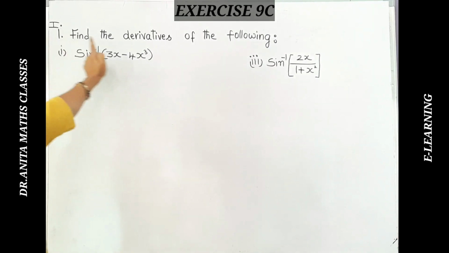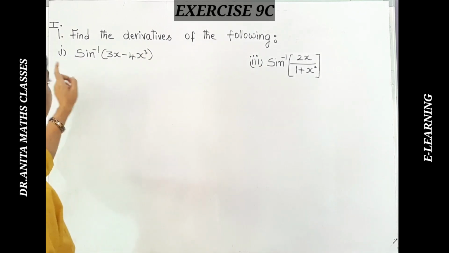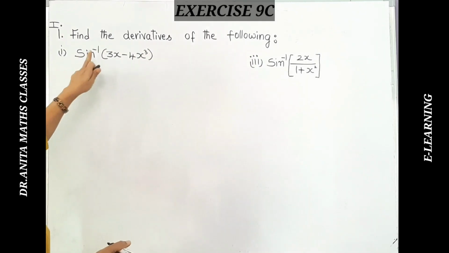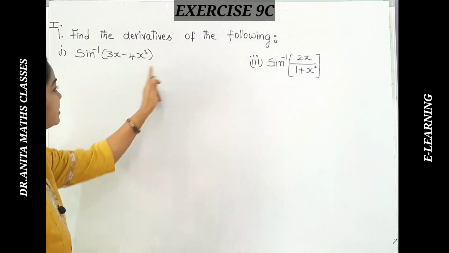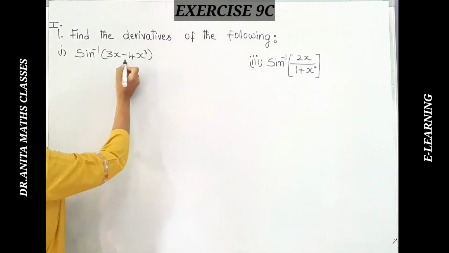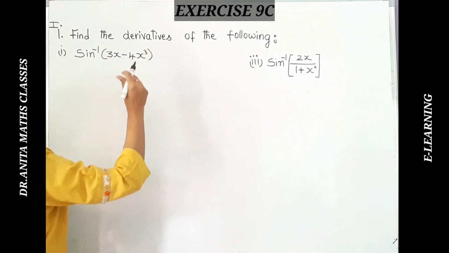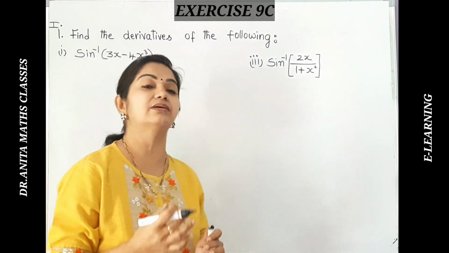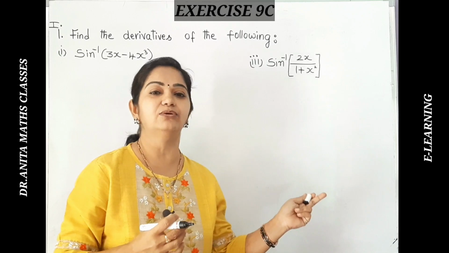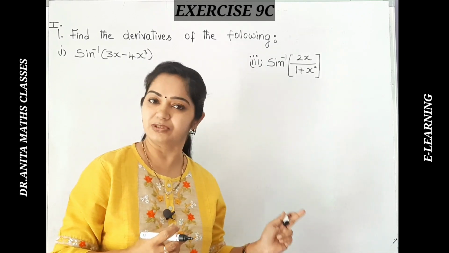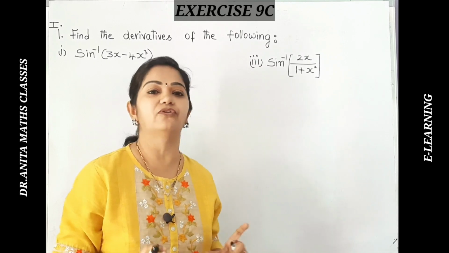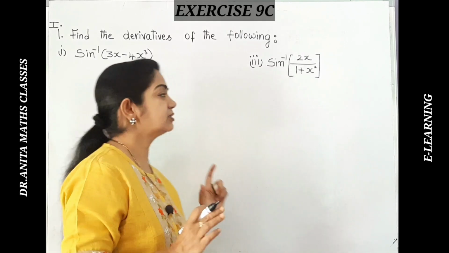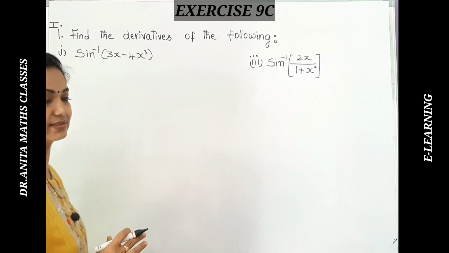First bit I have written down. Find the derivatives of the following. I have written two problems here. Sine inverse of 3x minus 4x cube. We see clearly there is some relation here, 3x minus 4x cube. This is in the form of some trigonometric ratios. So that's why I have told you, just go to the trigonometric ratios up to transformations chapter in the playlist. So you will find out all the formulas. You get them perfect so that you can solve this 9C exercise.